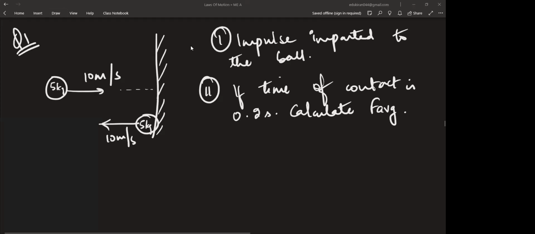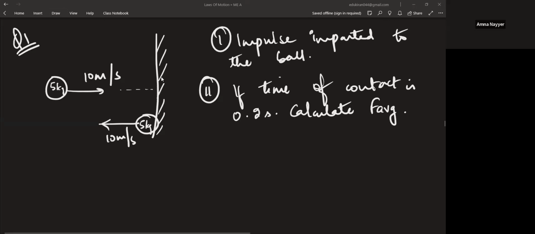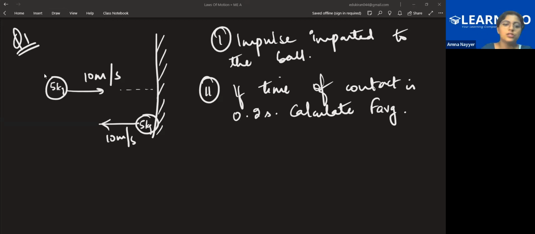In the first part, you have to calculate the impulse. The ball is first coming with a velocity of 10 meter per second and then getting rebounded. The duration for which the ball has struck this wall gives us the impulsive force. So firstly, we have to calculate the impulse. If you do not know the force, one quantity which you know is momentum. At least you can calculate the momentum. That will also give you the answer.